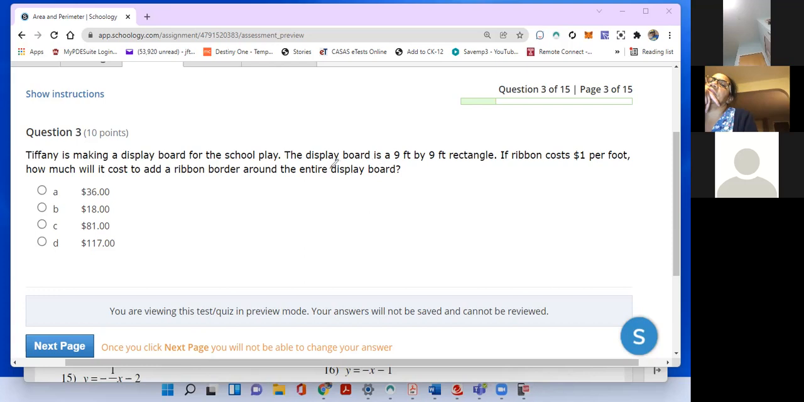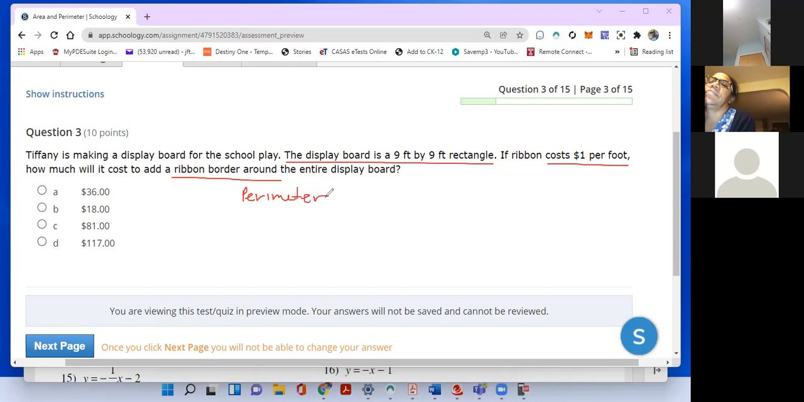So we know 9 by 9 is 81. No, I didn't ask you to do any computation. What is given? A rectangle. The display board is a 9 by 9 rectangle. What else do they give you? Cost. The cost of ribbon is $1 per foot. It's dollar per foot. And what's the last thing? Around the border. When it says ribbon around, is that area or perimeter? Perimeter.